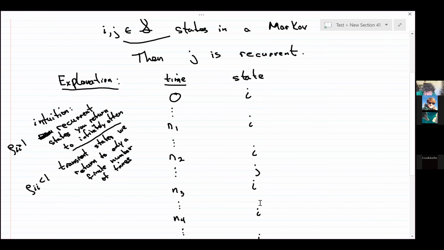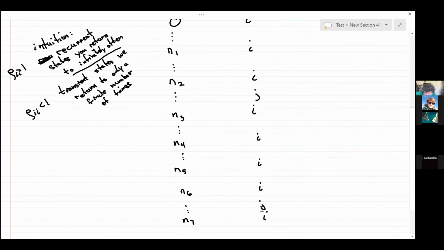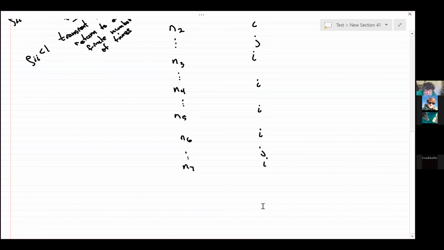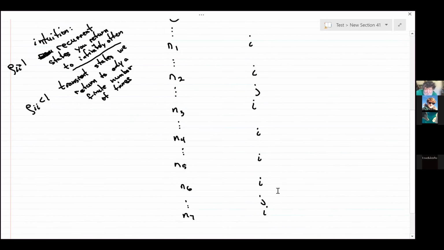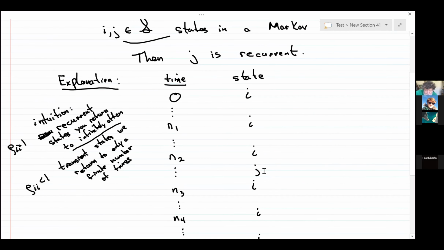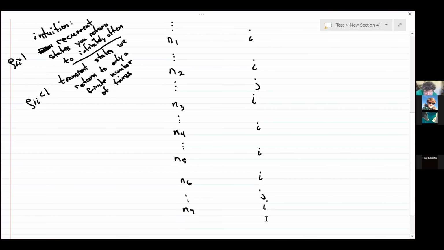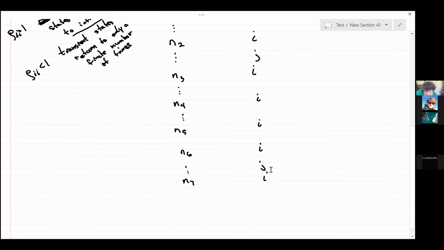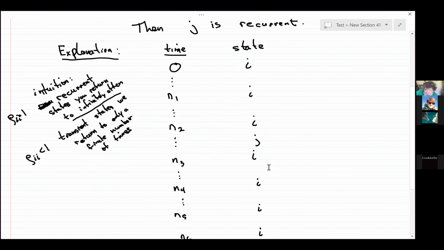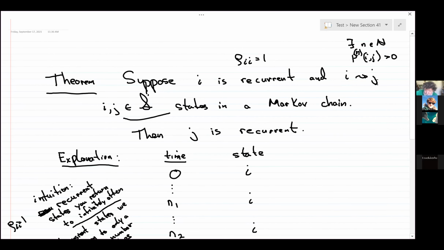You're going to return to I infinitely often. And that makes sense because I is recurrent. But there will also be an infinite number of J's on this list. And that's because there's a positive chance of getting from I to J. That's because of this hypothesis here.